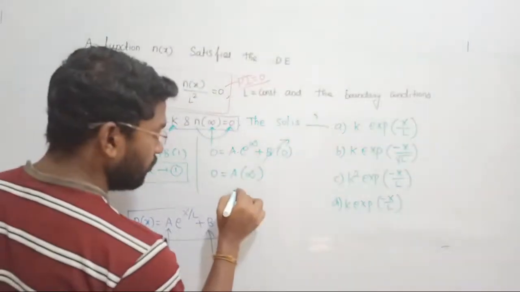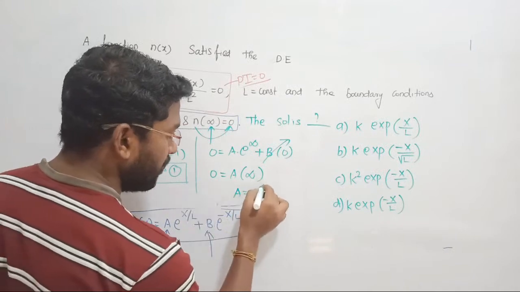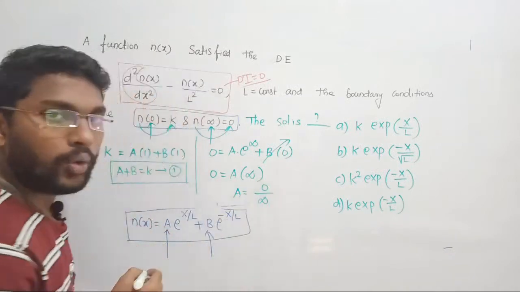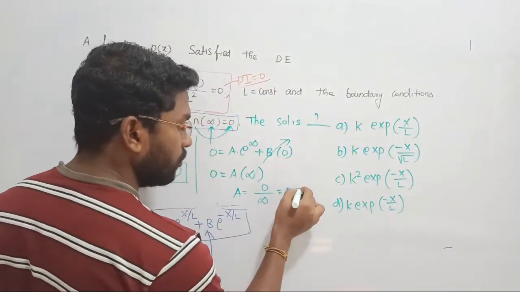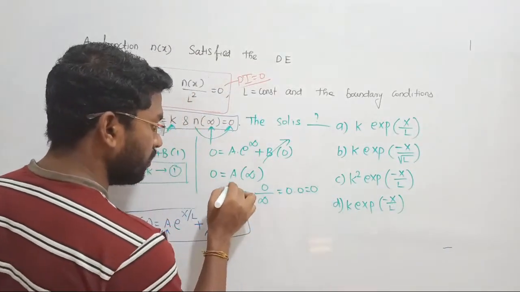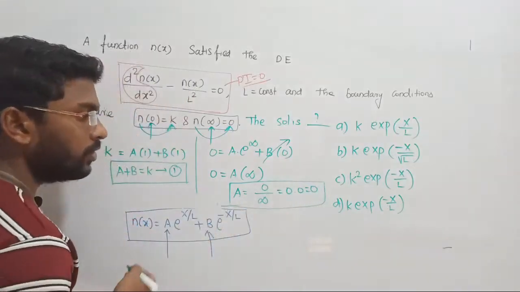If I pass this term to the left hand side, it is going to be 0 upon infinity. What is the value of 1 by infinity? 1 by infinity will become 0 only. So we have 0 dot 0 equal to 0. So what is the conclusion? The value of a is going to be 0. Do you agree with me?